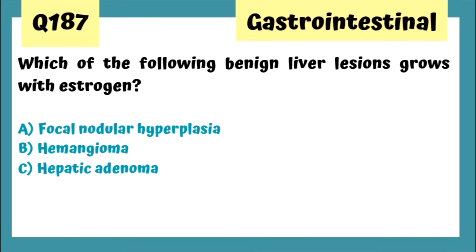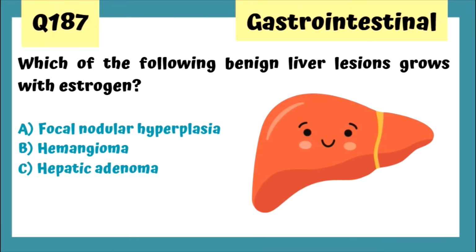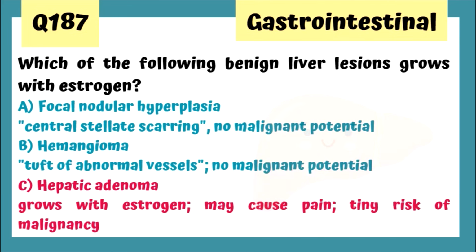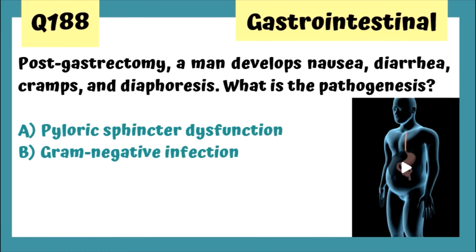Question 187, which of the following benign liver lesions grows with estrogen? Adenoma, estrogen. Hepatic adenoma grows with estrogen, may cause pain and a tiny risk of malignancy carried with it. Question 188, post-gastrectomy, a man develops nausea, diarrhea, cramps, and diaphoresis. What is the pathogenesis? He had his gastrectomy, now he's getting nauseous and has diarrhea.